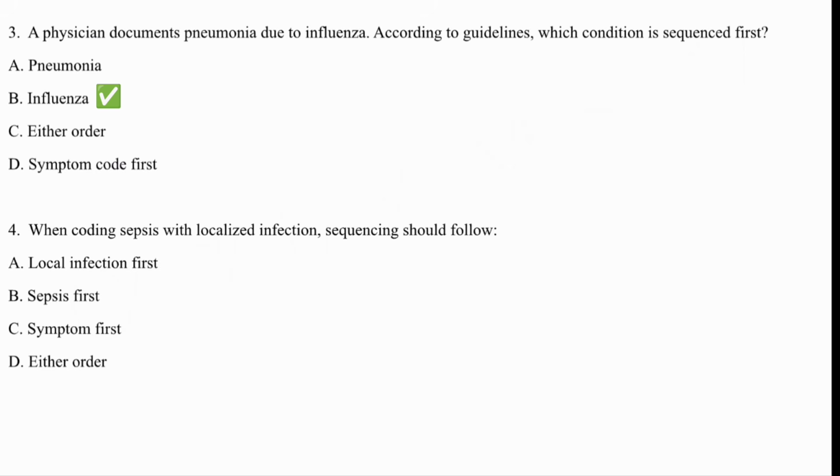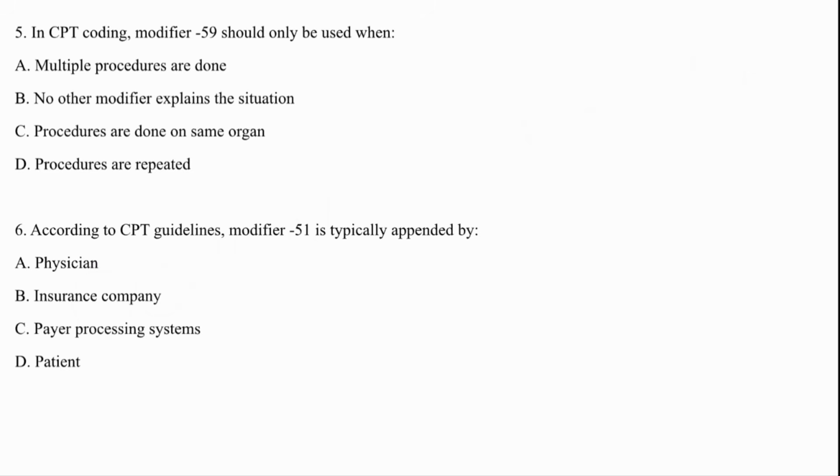The right answer is option B, sepsis first. Because according to guidelines, when sepsis is present, it is usually sequenced first, followed by the localized infection. Next question. In CPT coding, modifier 59 should be only used when option A, multiple procedures are done. Option B, no other modifier explains the situation. Option C, procedures are done on same organ. And option D, procedures are repeated.